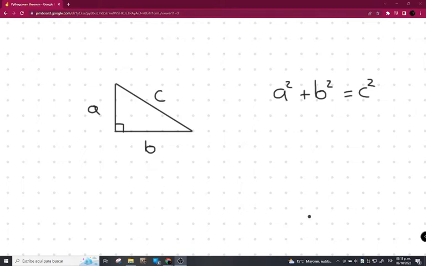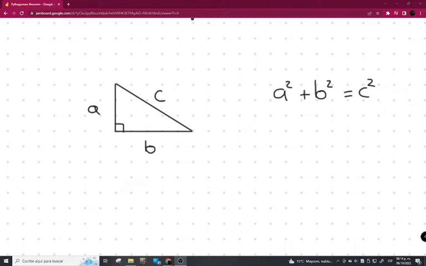Hello dear students, in this video I am going to briefly explain what the Pythagorean theorem is, or Pythagoras theorem. You can actually call it by any of those two names. And it's basically explained with this little diagram and this formula that you can see here.